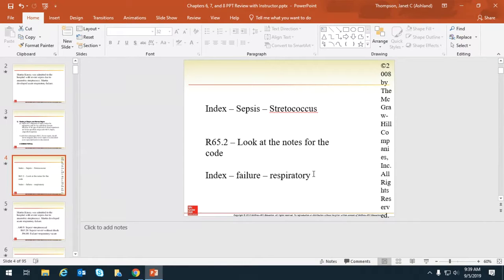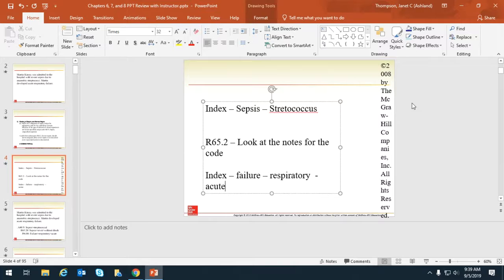And this is acute respiratory failure. So it will take another minute or so.